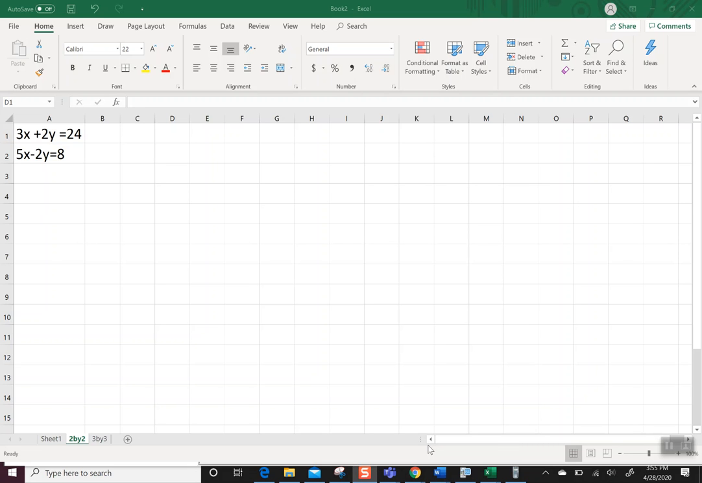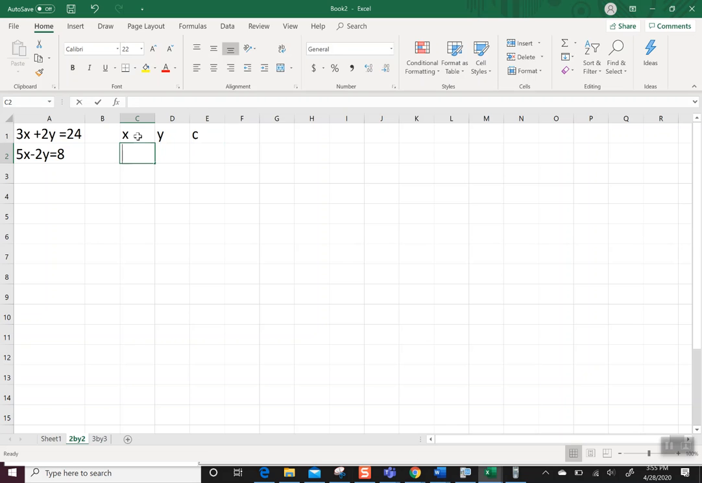We're going to use Excel to solve a system of linear equations. So I showed you what the two equations that I'm going to use are: 3x plus 2y is 24 and 5x minus 2y is 8. And I'm just going to make some comments for myself of what x is, what's y, and what's my constant. So the x, y, c is just so we know what I'm talking about.